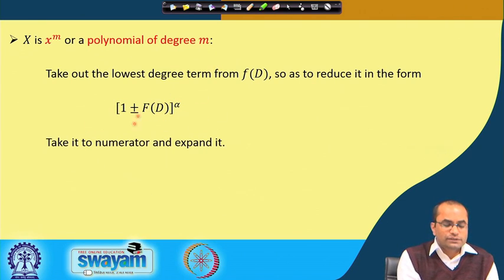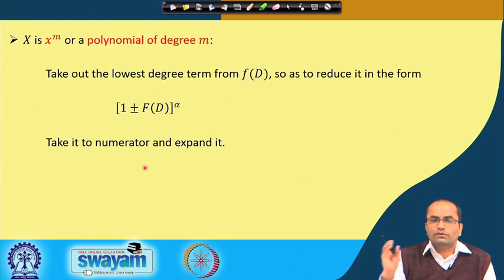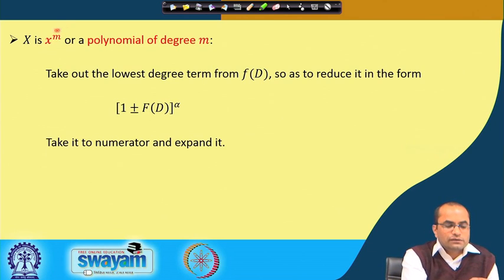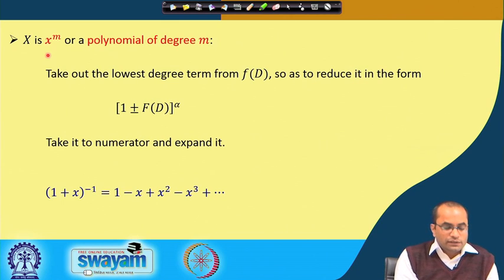When we do this, we take it to the numerator and then expand it. In the expansion we get only the differential operator, which we can handle easily. This is possible when we have the right-hand side like x power m, because when we apply the differential operator on x power m we get a polynomial kind of result. So, we can exactly get those derivative terms.